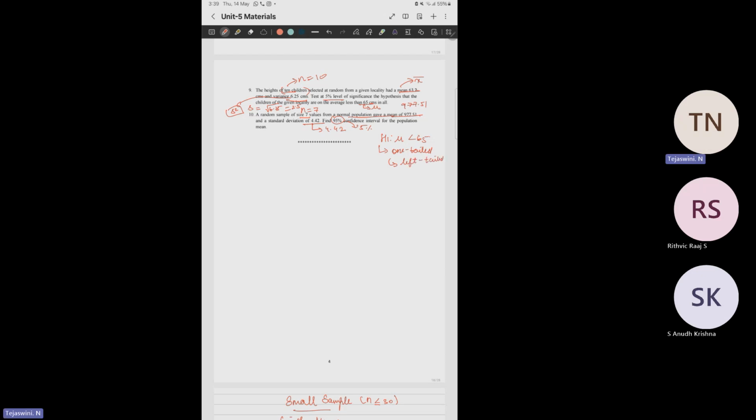We have to substitute in the formula x bar minus mu by small s by root of n minus 1, and then we'll have to take the value of t and check with the left tail test.